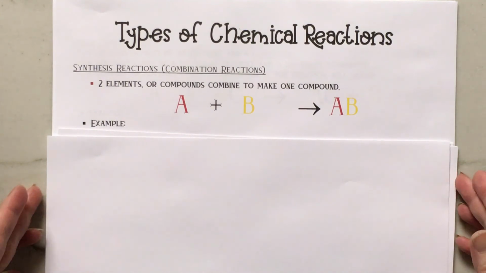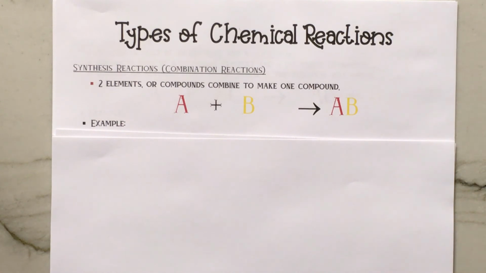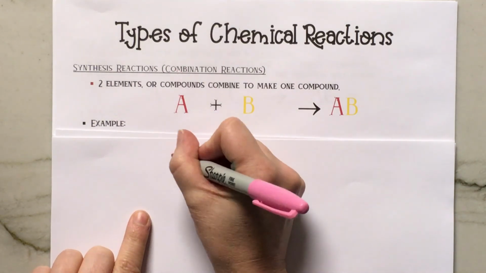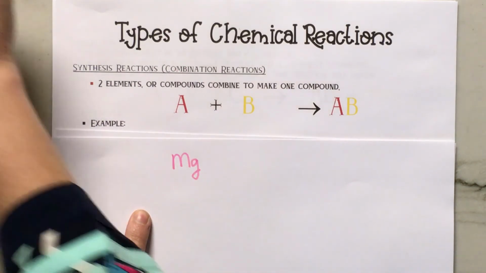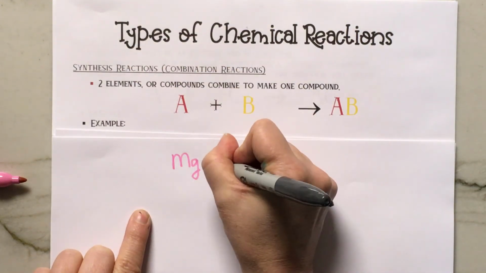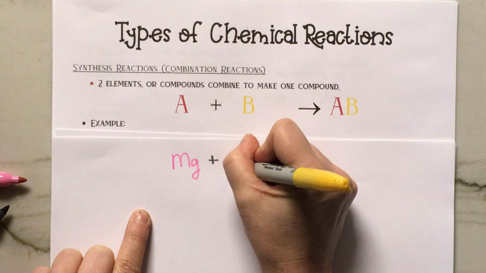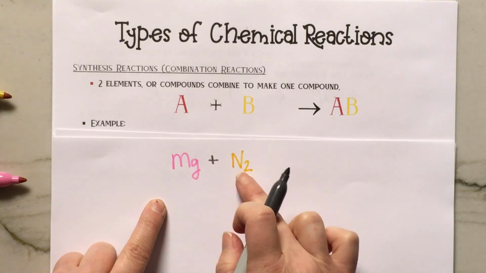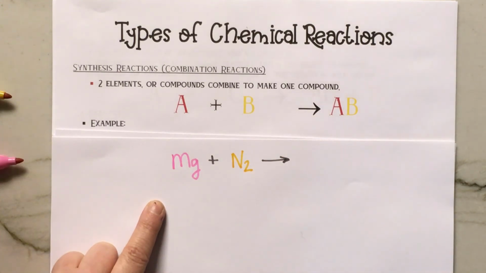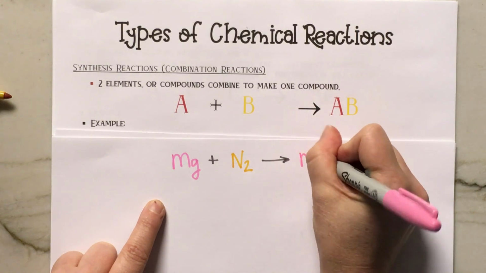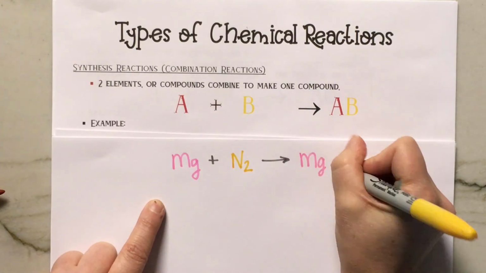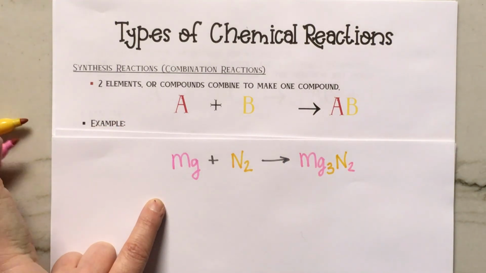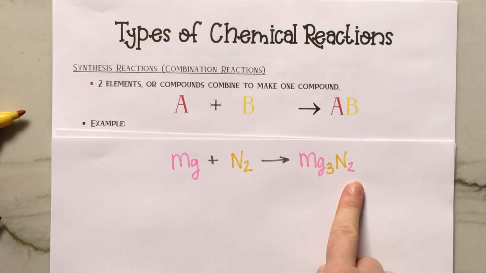So to show you an example of this, and I'm not balancing today, I am simply showing you how to identify what type of reaction this is. So we have magnesium, and it is going to react with nitrogen gas. Nitrogen is diatomic, so A plus B, and it is going to yield magnesium nitride. So that is synthesis. Two form one.